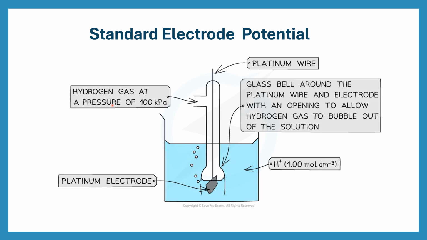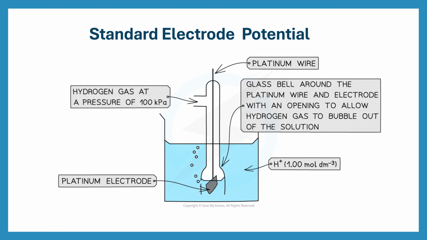Hydrogen gas at a pressure of about 100 kilopascal is introduced into this cell, which goes into the solution. Here is a glass bell around the platinum wire and the electrode, where an opening allows the hydrogen gas to bubble out of the solution. The molarity of the solution is 1, which means 1 mole per decimeter cube concentration of the H plus ions.